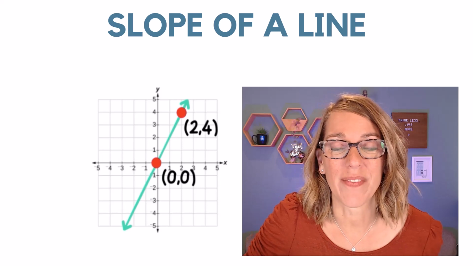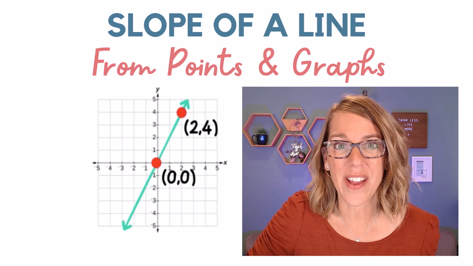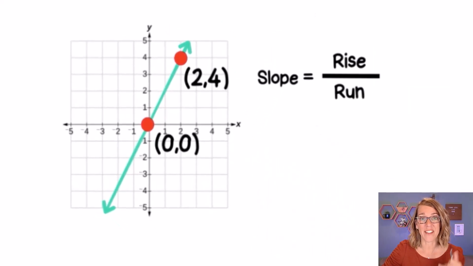Let's work on finding slopes of lines from both points and from graphs. I'm going to go ahead and start with this example here. I've got this graph. Now the slope really tells me how I get from one point to the next and gives me some information about how steep this line is.